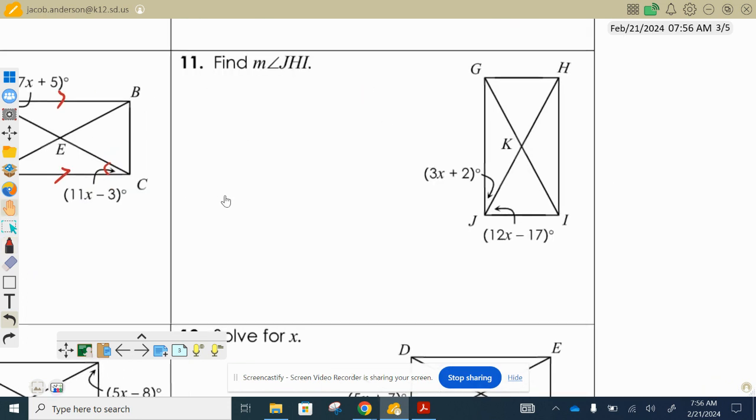Number 11. I'll give you a second. The person in charge of the video can pause here, and I'll let you guys try to figure that one out. Go ahead and pause now.